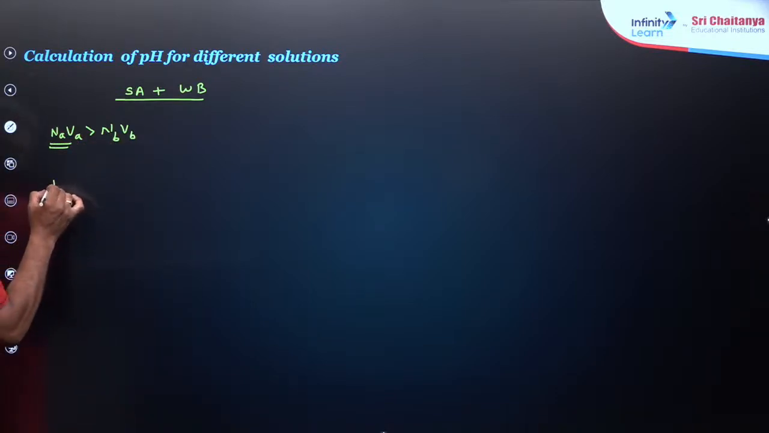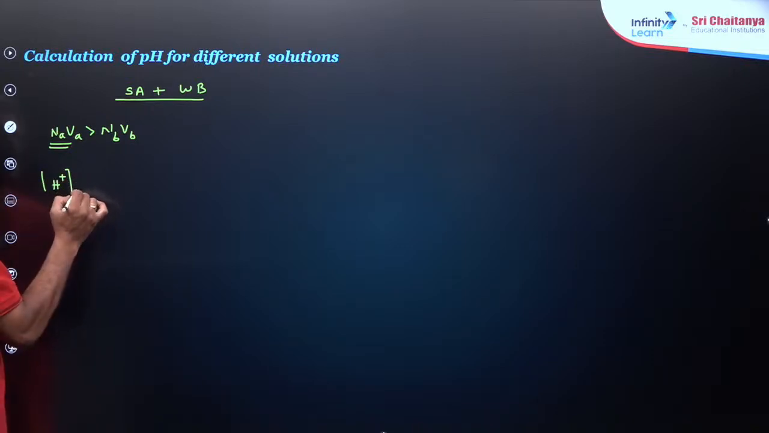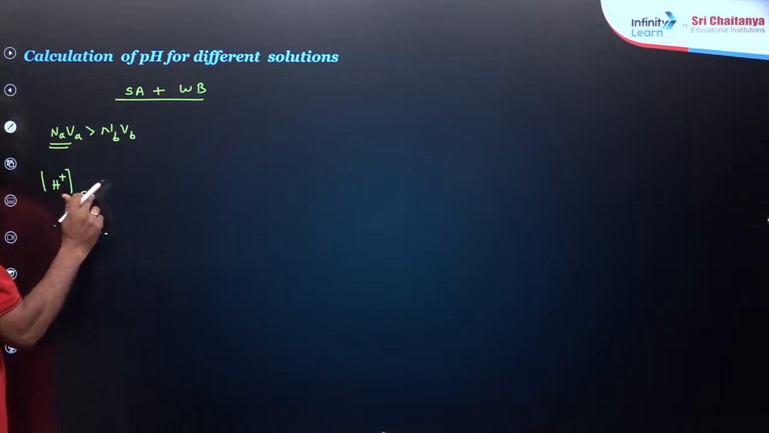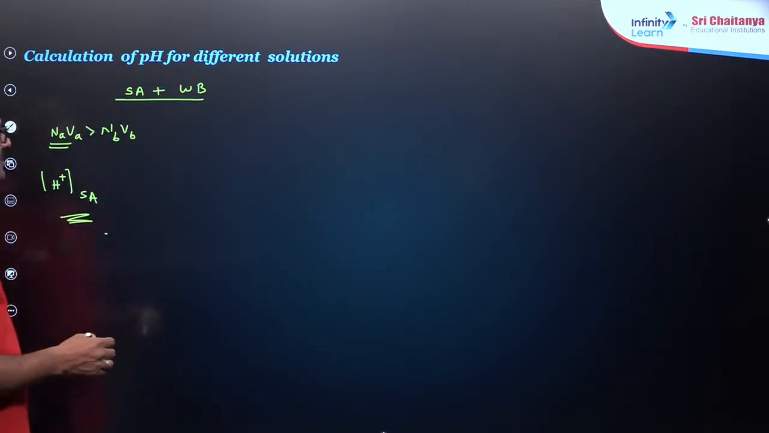Now consider the H plus ion concentration from the strong acid. You have to consider it as a strong acid, and you can calculate the pH out of it, as per the strong acid.